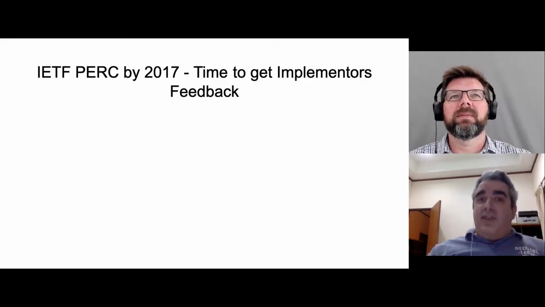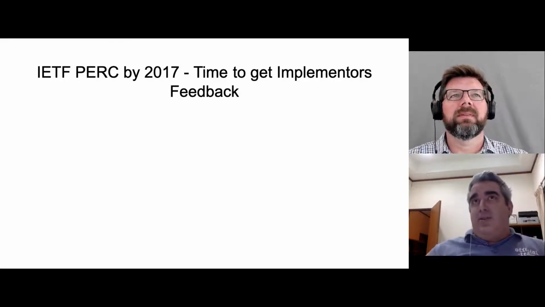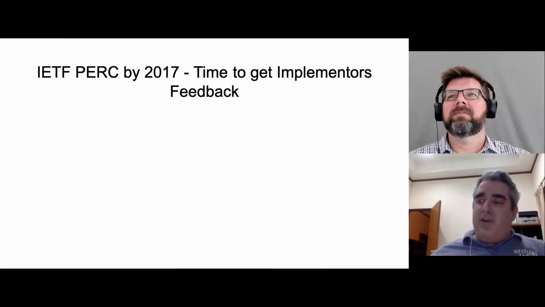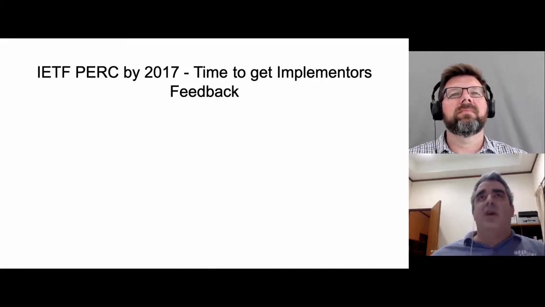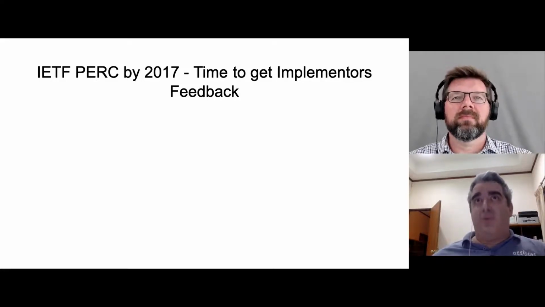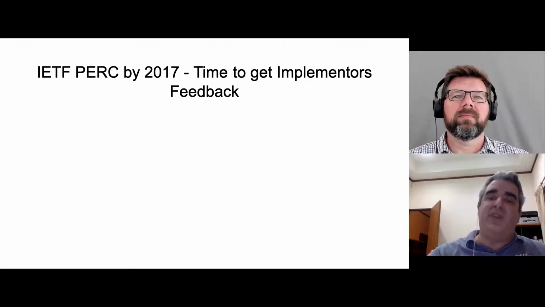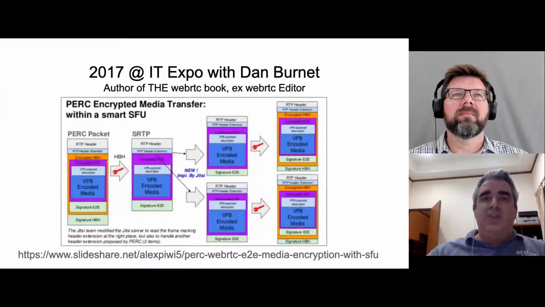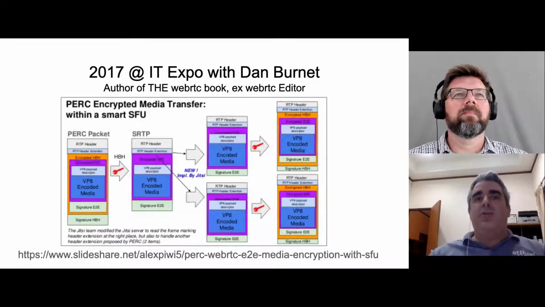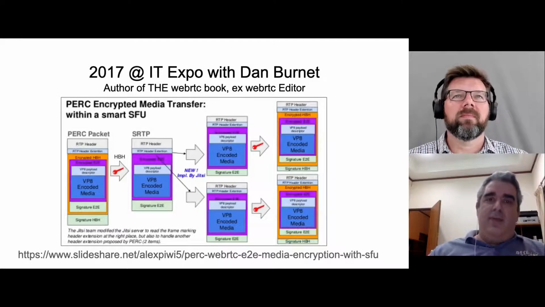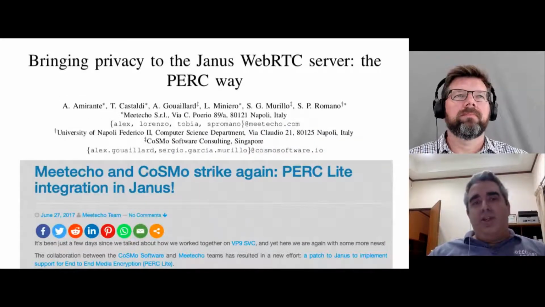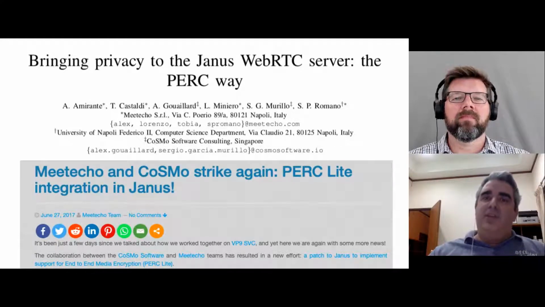By 2017, it was time to get implementation feedback. So the specification starts on paper, and at one point you start implementing it to see if it's actually feasible, or if there are any corner cases, or if you can end up having interoperable implementations based only on the specification. If not, there are some gaps and you make the specification better. So we did a presentation with Dan Burnett, who is the author of the WebRTC book and was the WebRTC spec editor. In 2017, we published a scientific paper with the Meetecho team on the implementation in Janus.